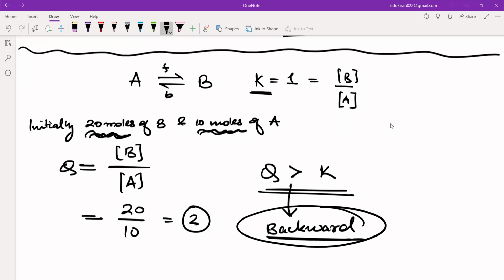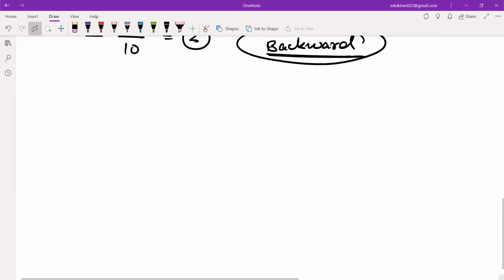We have achieved this answer earlier. Now we just framed a generalized situation that whenever the Q is greater than K, we will get a backward reaction. Is this fine with everyone? Yes or no? Yes. Right.